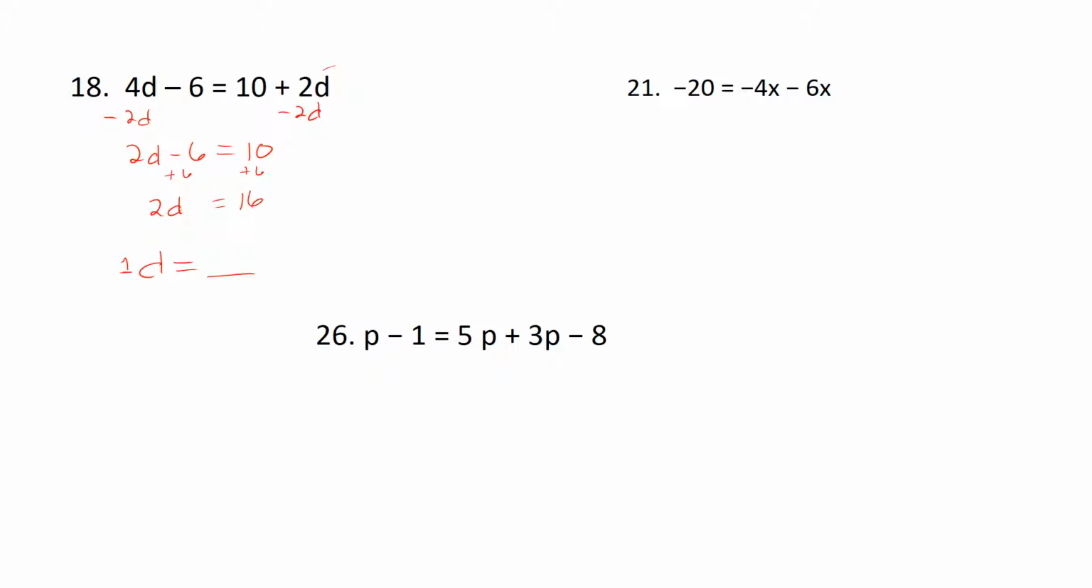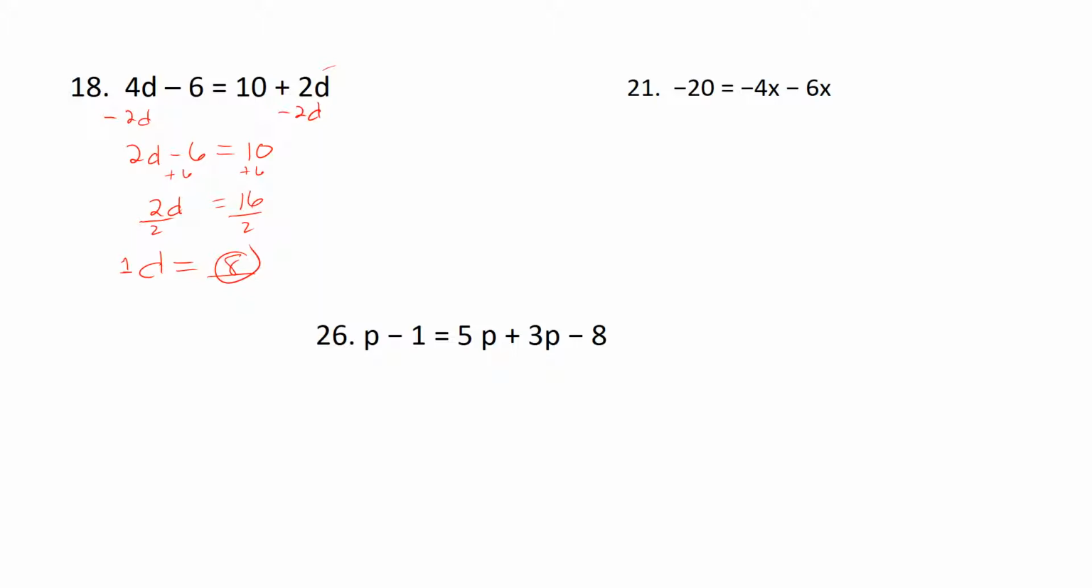So I want to get from a 2d to a 1d. We use that rule about any number divided by itself is 1. So I'm going to divide this by itself, and in this case, itself is 2. Whatever I do to one side, I have to do to the other. So now my 1d equals 16 divided by 2 is 8. d is equal to 8.